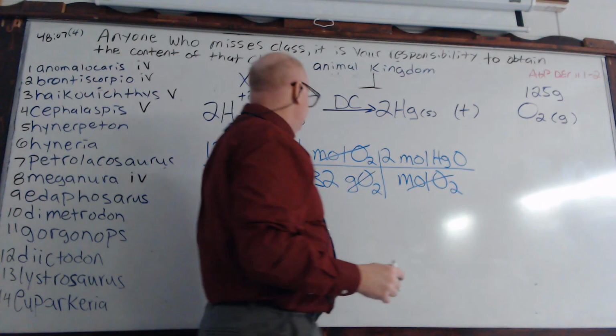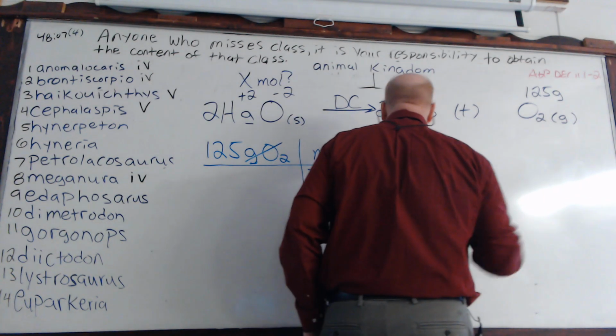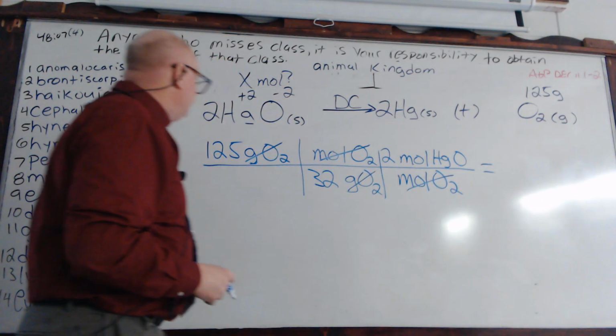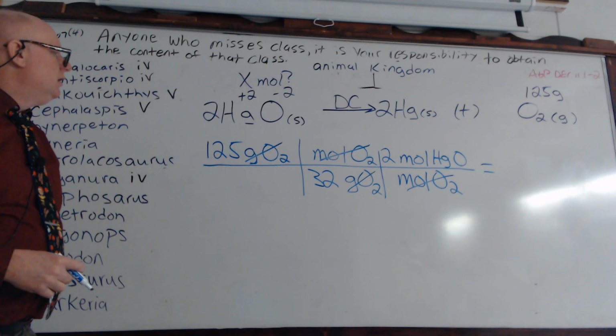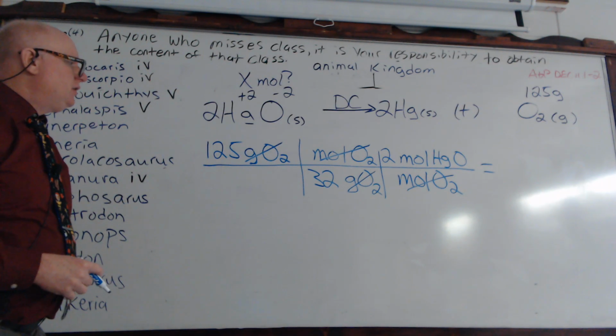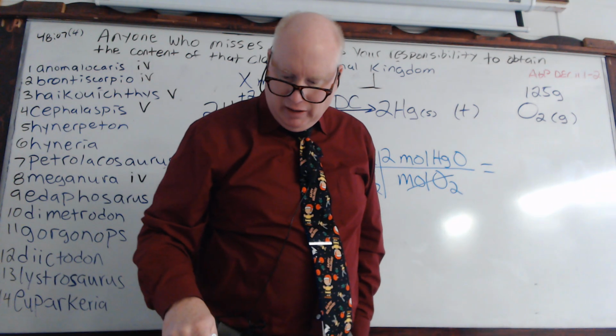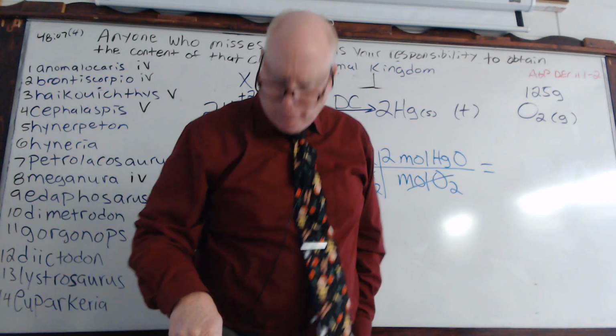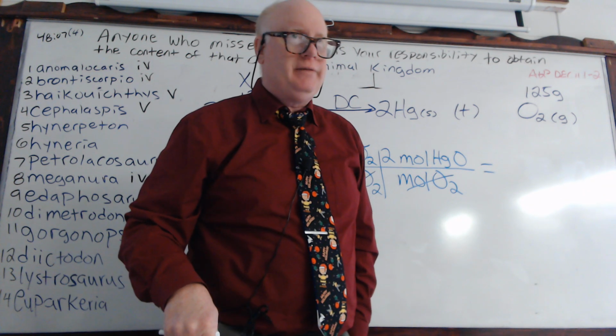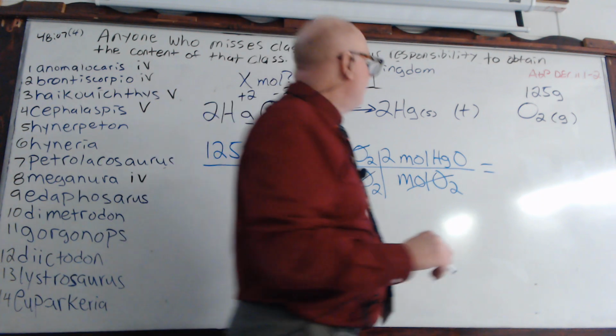The last thing that you would do is multiply across. 125 times 2 divided by 32, and you should get 7.81.